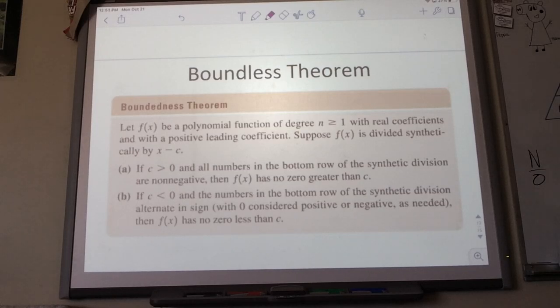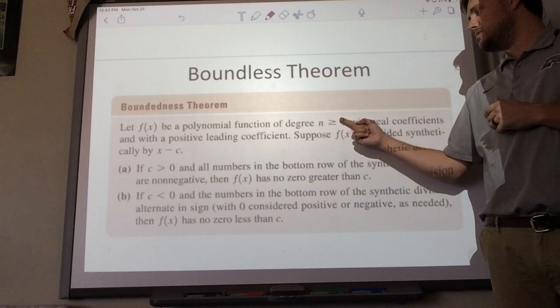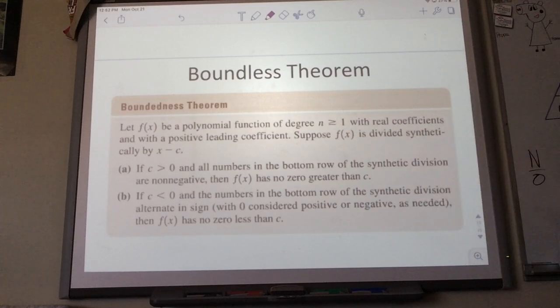Boundedness theorem. Okay? So again, it says all this stuff. We can go back to this and explain it better once I've actually talked about what we're talking about, and it might make more sense, because whenever I read this the first time through, it just seems like gibberish. Let f of x be a polynomial function with the degree n greater than or equal to 1, with real coefficients and a positive leading coefficient. So it's got to be positive. Suppose f of x is divided synthetically by c.